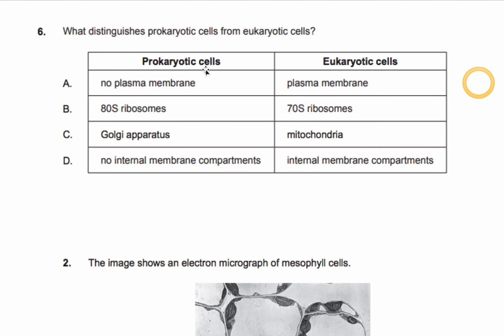Again, a lot of the questions, as you do questions from the IB, if you do enough, you notice they repeat quite a lot. So after a while, doing the questions just becomes pretty straightforward. So that's the key to succeeding, to be honest. So what distinguishes prokaryotic cells from eukaryotic cells?